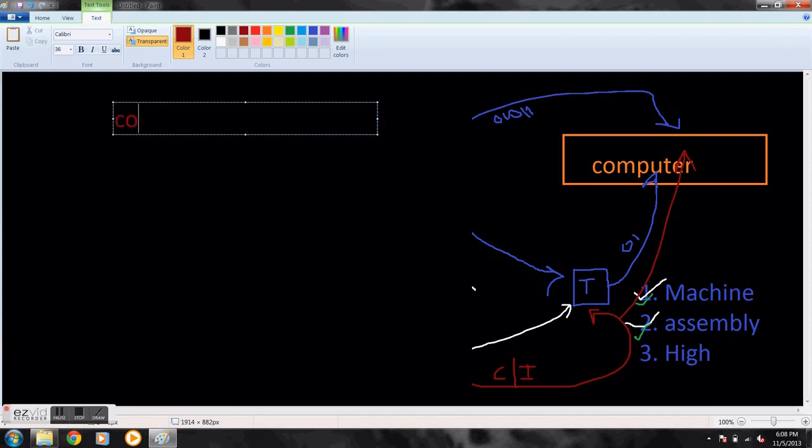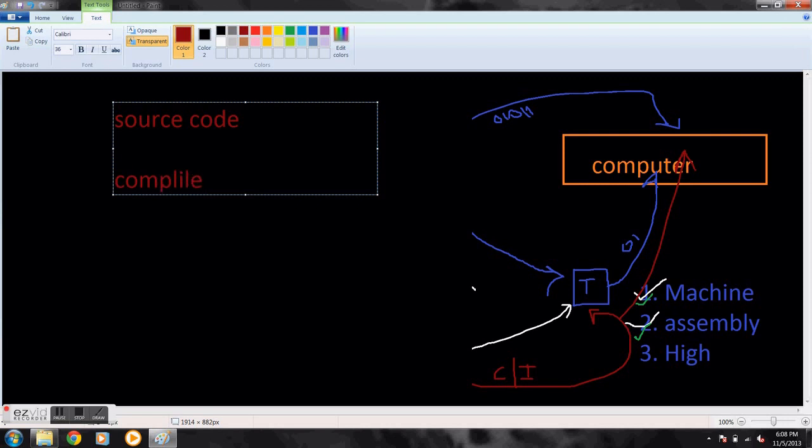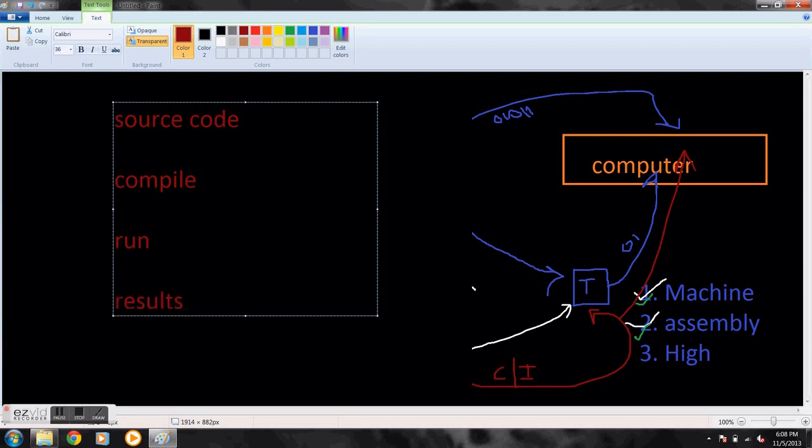Whenever you write a program, you write some source code. The source code is the code or the things you want to tell the computer to do. Whenever you write a source code, you must compile it first. Whenever you compile it, the compiler acts as a translator. Compiler, it generates the machine code, the zeros and ones. When you have the machine code, you can run it in your computer. After running it, you can view your results or you can see your instructions working.